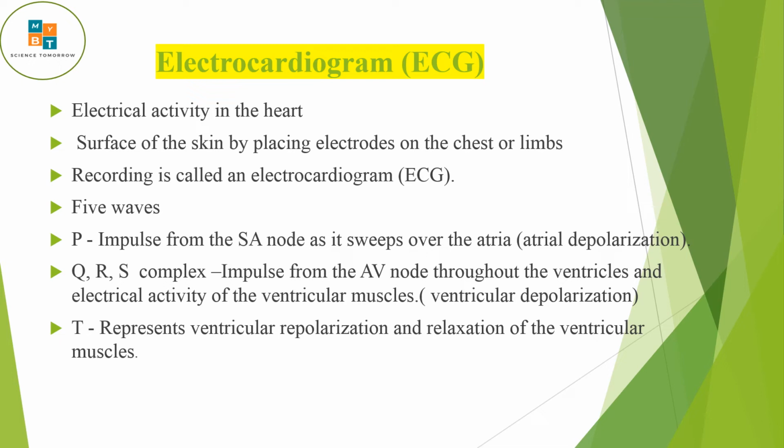Basically, you can take it as the contraction of atria, though actually it is happening just before the contraction of atria. And the QRS complex is the place where your impulses go from the AV node and throughout the ventricle. This is electric activity. In the QRS complex, Q, R and S are three waves. All these you call a QRS complex.